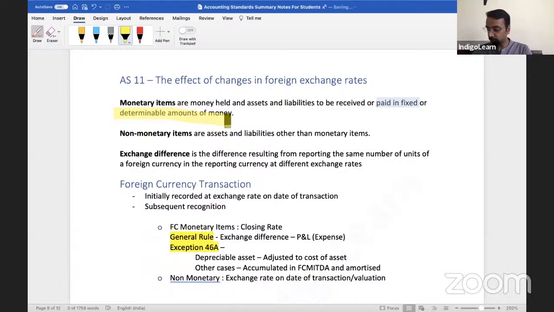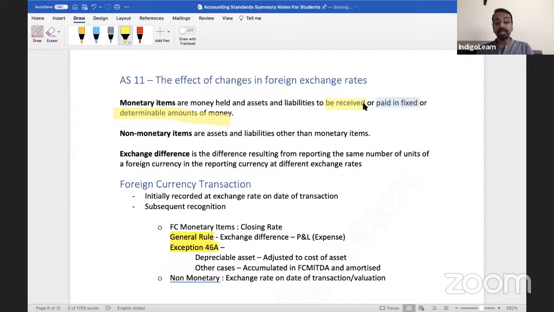So let me look at the responses. Is inventory a monetary item or a non-monetary item? Monetary, non-monetary, monetary. Now please note, to call something a monetary item, we are getting multiple responses. Some are saying monetary, some are saying non-monetary.